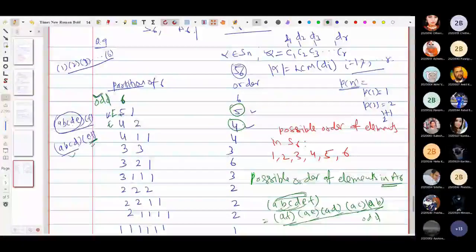What about here? Here this is 1, and 1 is not going to contribute anything. 4 is there. So if a 4-cycle is there, this is going to be odd. Okay. There is a 3-cycle. So a 3-cycle is going to give you an even permutation. This is even permutation. This is even permutation. A product of even permutations is going to be an even permutation.